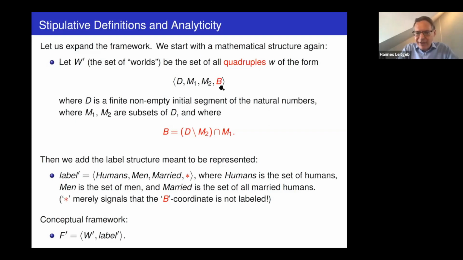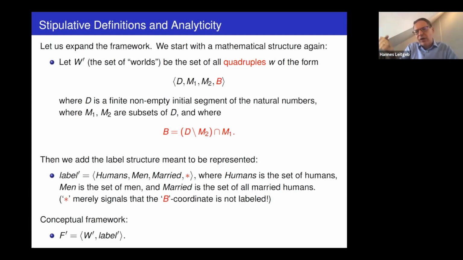And this fourth component, this B at this world, say, okay? Basically, I determine it from the other components, okay? I take D minus M2, so the complement of M2 with respect to D, everything that's in D that's not in M2, and then I intersect it with M1, okay? So it's the things that are not M2 and also in M1. That's my B. At each world, I compute B from the other components in that way, okay?